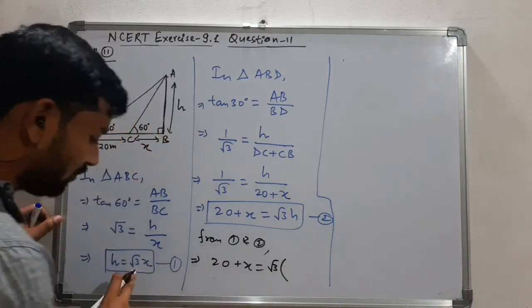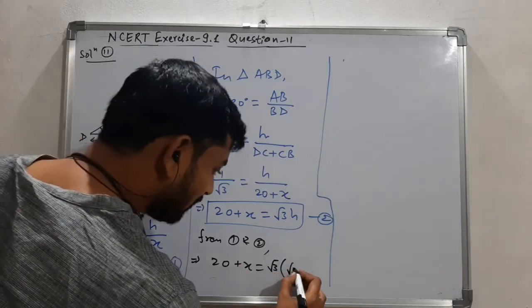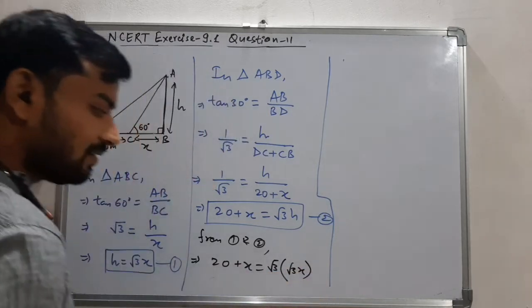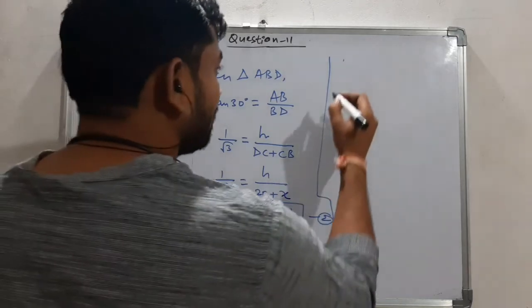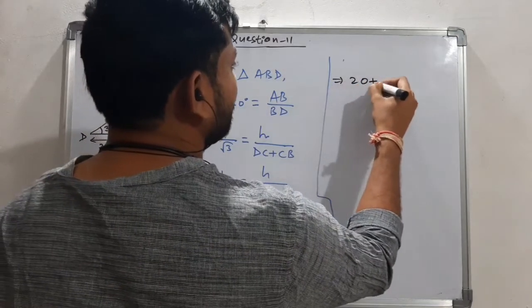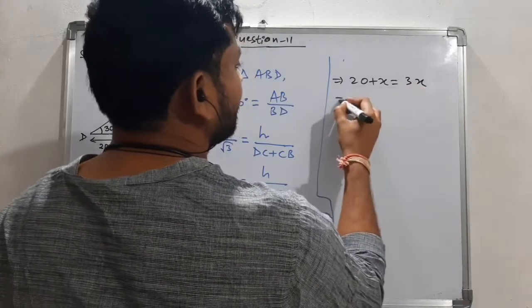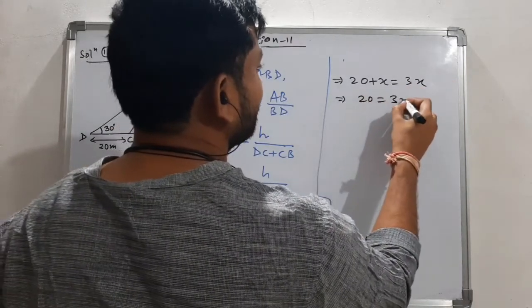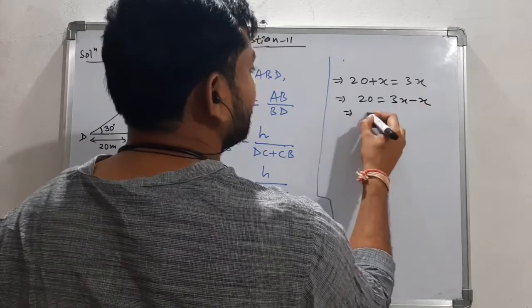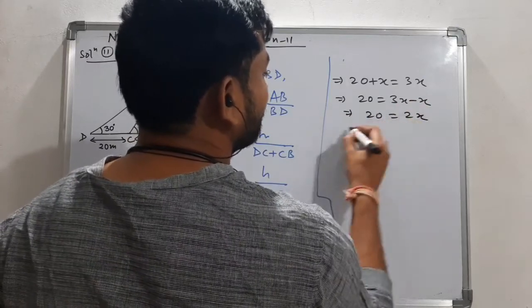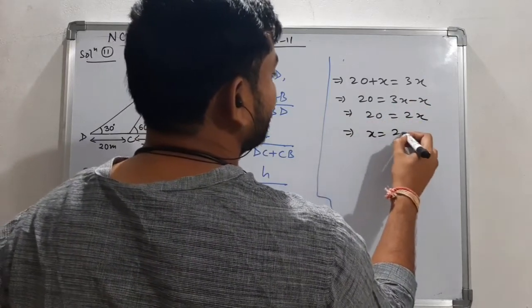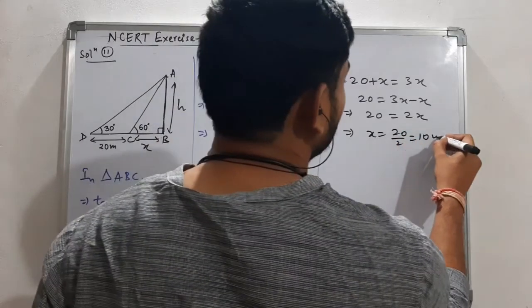The H is coming out to be root 3x. So I am substituting it as root 3x in this. So from here we are getting 20 plus x is equals to 3x, so 20 is equals to 3x minus x, so 20 is equals to 2x, and hence the value of x is 20 by 2, which is 10 meter.